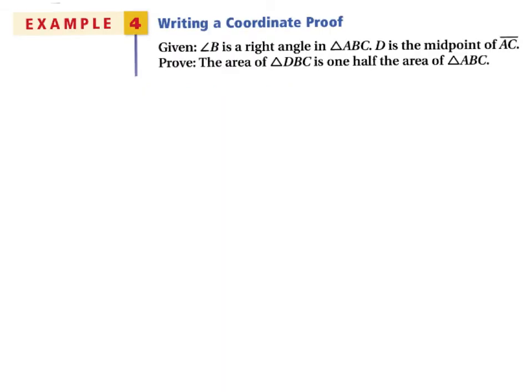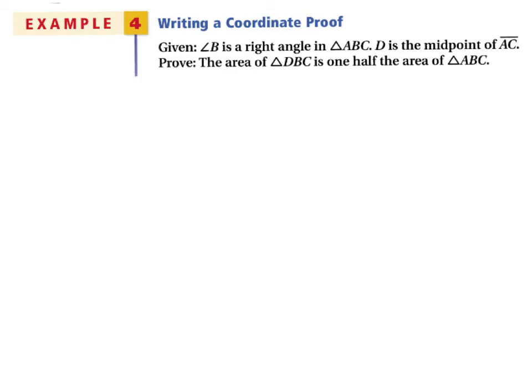All right, example number 4, writing a coordinate proof. Angle B is a right angle in triangle ABC. D is the midpoint of segment AC. Prove that the area of triangle DBC is 1/2 the area of triangle ABC. Now, you'll notice, wait a minute, this is exactly the same thing as what we did in example 2, except now they don't give you any numbers at all.